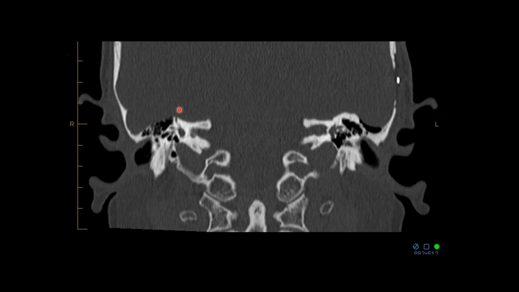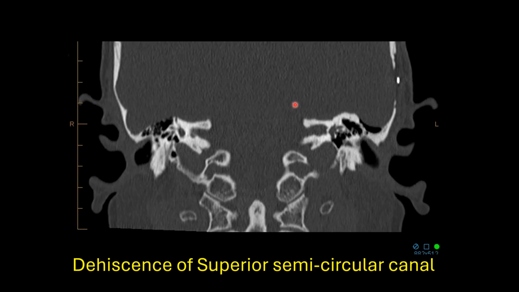So this patient was diagnosed with bony dehiscence of bilateral superior semicircular canals, and then she underwent surgery on the left side where the bone graft was placed, and we can see this thick bone that's now partially obliterating the superior portion of the left superior semicircular canal, while we can still see the bony dehiscence on the right side.